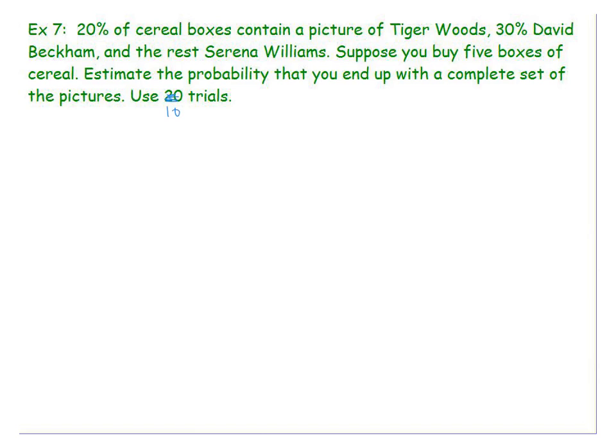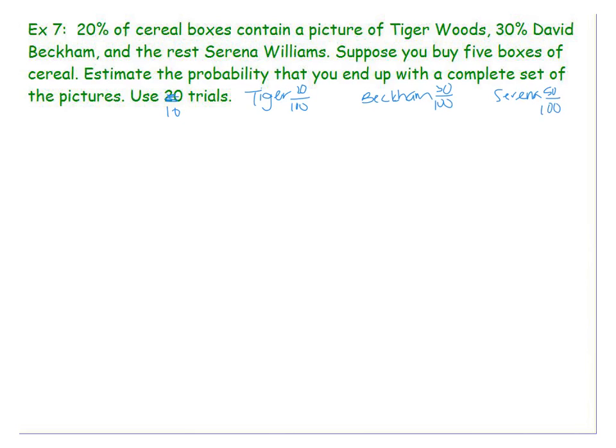So we have 3 people here. We have Tiger, we have Beckham, and we have Serena. So it says Tiger Woods is 30%, so that's 30 out of 100. David Beckham is, Tiger was 20%. I misread the wrong number. Tiger's 20 out of 100. David Beckham was the 30 out of 100. And Serena's the rest. Well, Tiger and David together is 50. That means that Serena is 50 out of 100.